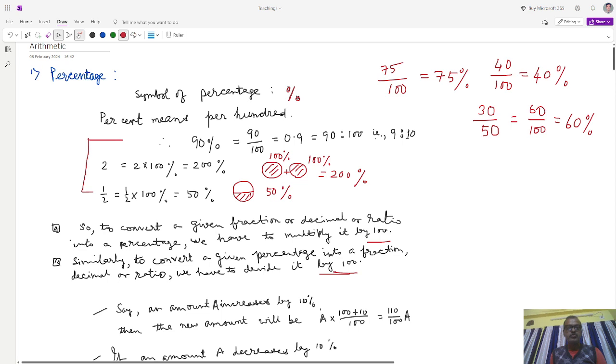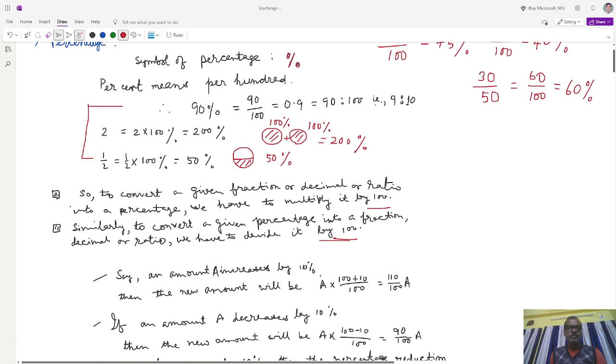To avoid this confusion, you have to remember this concept, that is 2 equals two full things. So 100% plus 100% equals 200%. Similarly, 90% means, for example, one student secured 90 marks out of 100. Therefore, the ratio is 90 by 100. Okay. In this way, you have to remember the conversion.